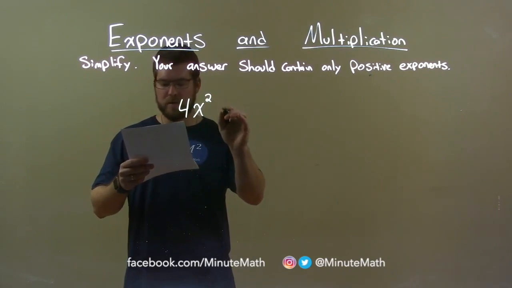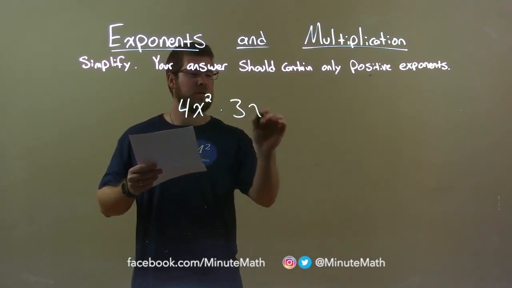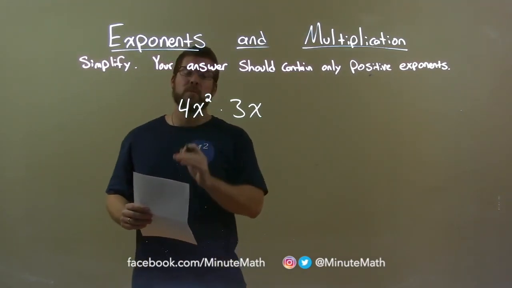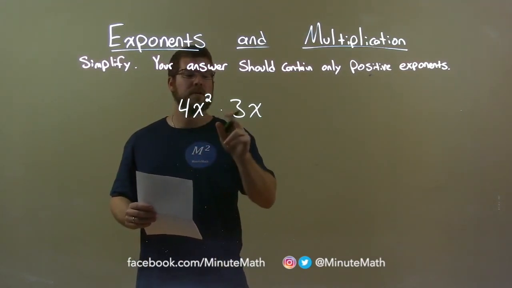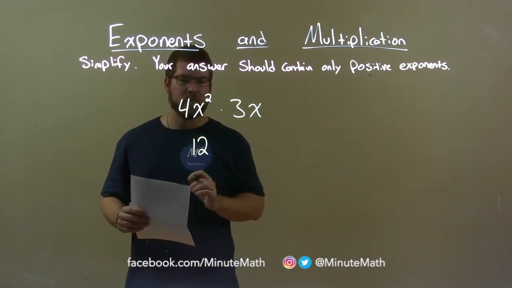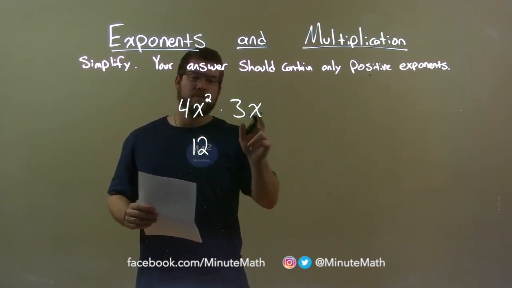4x squared times 3x. Well, what we want to do first is multiply the coefficients. 4 times 3 is 12. Now let's look at the variables. We have x squared times x.